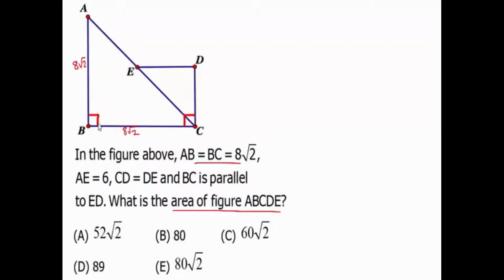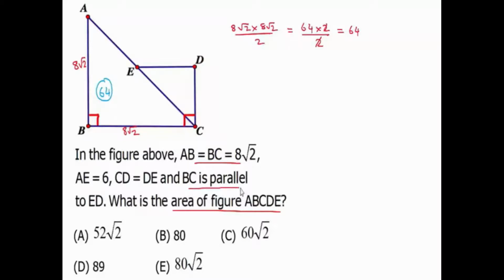And this being right angled at B, that straight away helps us find the area of triangle ABC, which is base times height divided by 2. So this is going to be equal to 8 square root 2 times 8 square root 2 divided by 2. That's equal to 8 times 8 is 64. Square root of 2 times square root of 2 is 2, over 2. The 2 and the 2 cancel out, so this is equal to 64. So we have this area as 64.